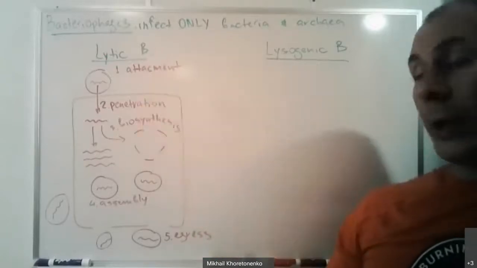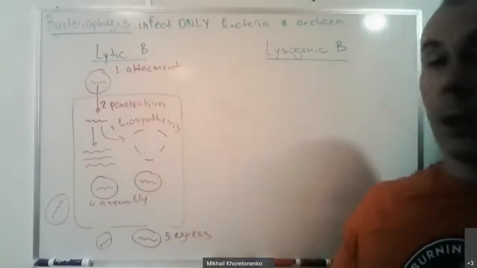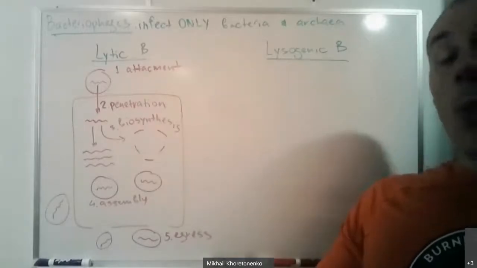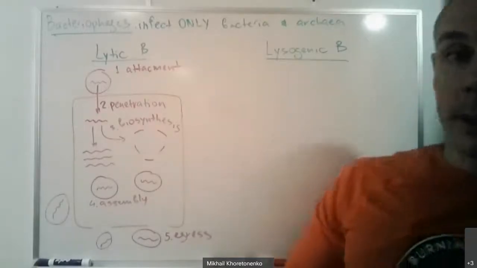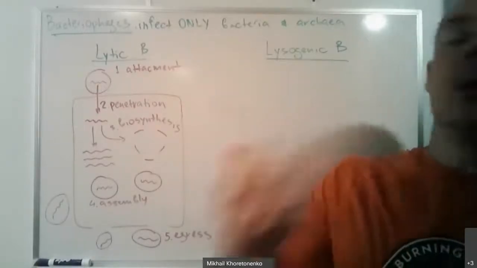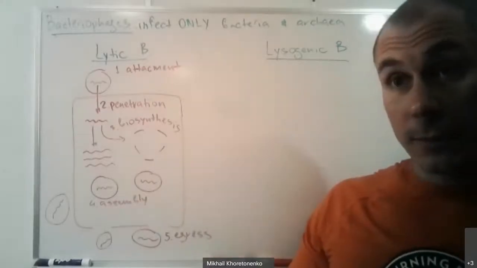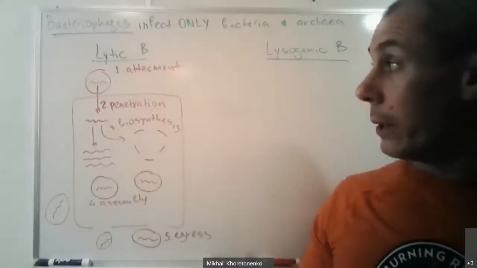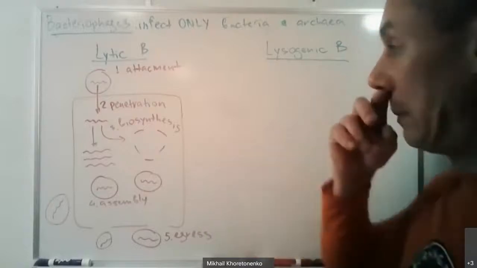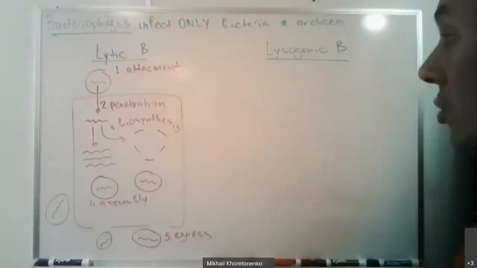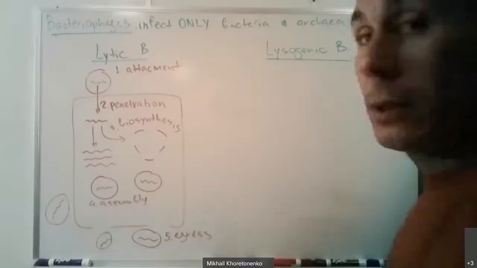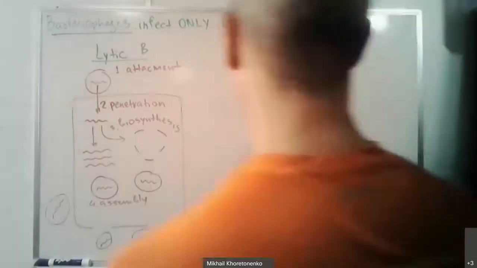Now, we call these bacteriophages lytic because they replicate once they get into the cell, and the cell, almost immediately, in a very short period of time, dies. Okay, it gets destroyed. Phage DNA does not get incorporated into the bacterial chromosome.